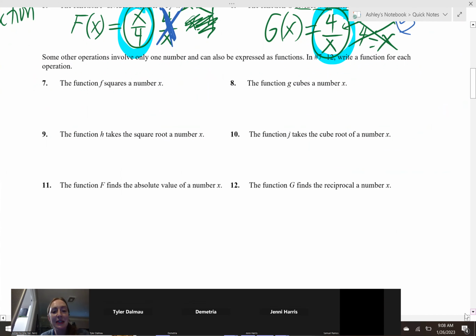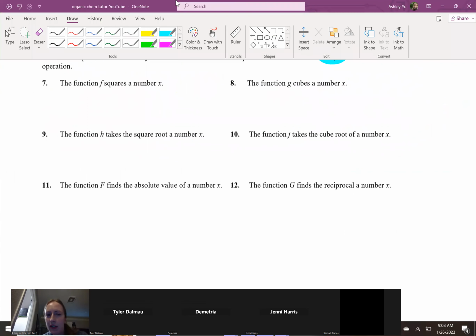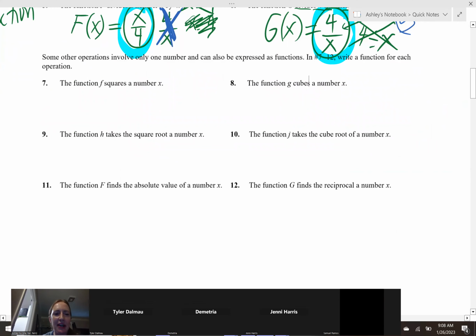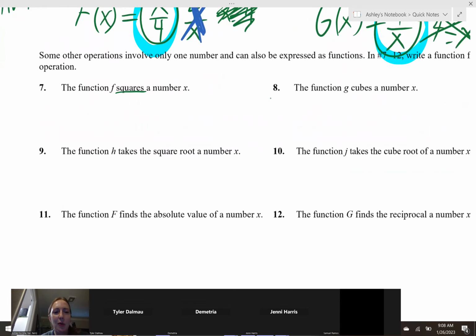Oh, let's see. And then these next couple problems, now it's not going to be just adding or subtracting or multiplying or dividing as our answers. We might have more things going on, like square. What does that mean?